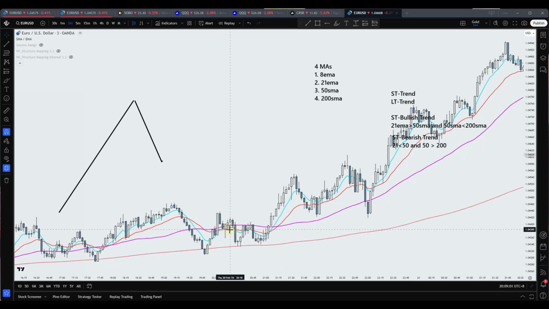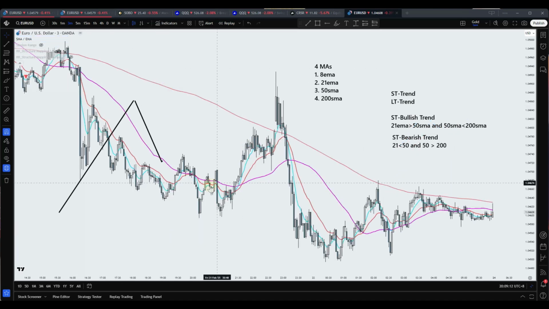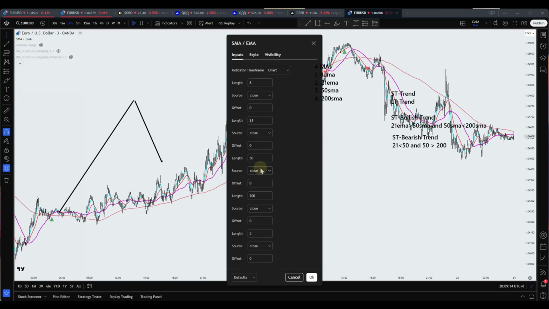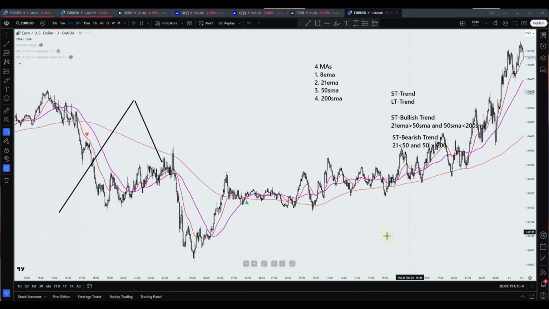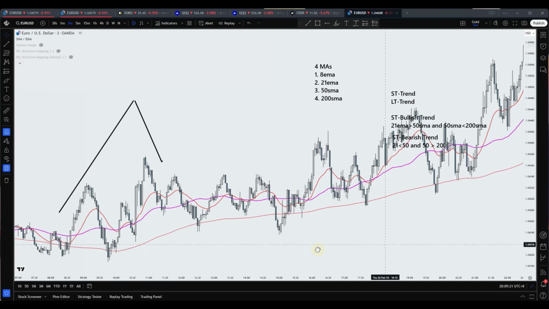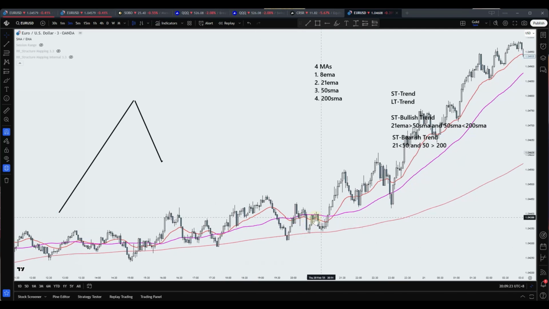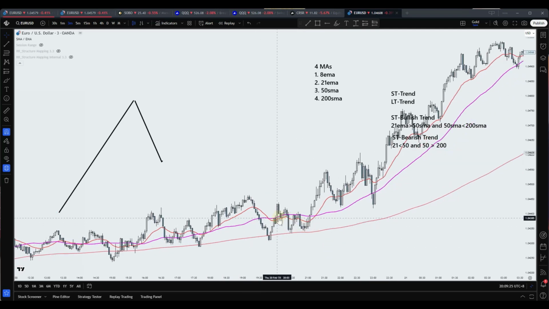See that 21. Okay, let me remove the 8 first. Let me remove the 8 for a while. So we were here. Look here, 21 is below the 50. So this whole period is a shorter term bearish.